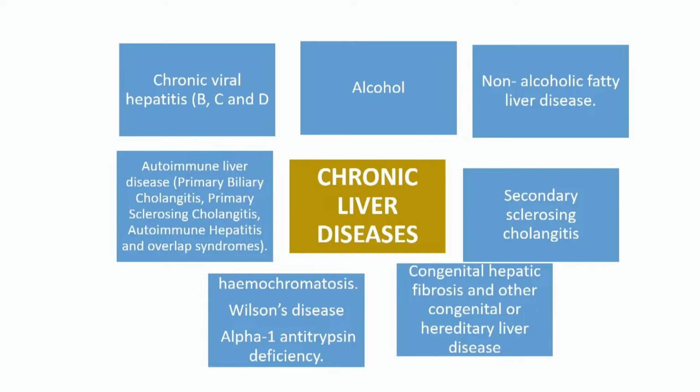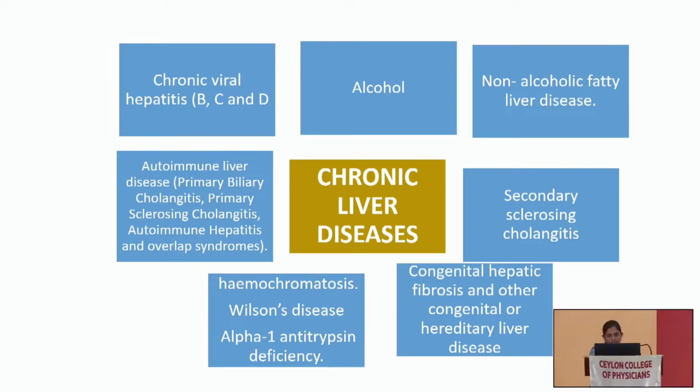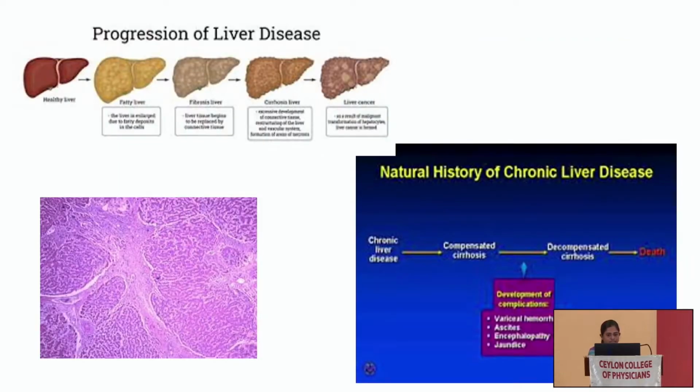These are the common etiologies of chronic liver disease. Among those, alcohol and non-alcoholic fatty liver disease are the commonest in our settings. Apart from that, there are chronic viral hepatitis, autoimmune conditions, and genetic and congenital causes. Having said that, they themselves do not warrant liver transplantation.